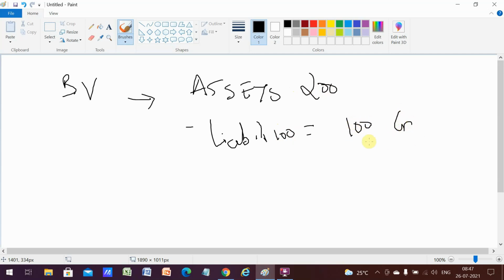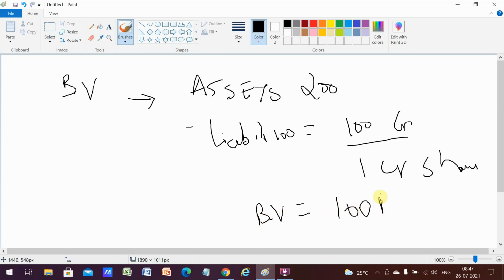Okay. So this 100 crores, what they are going to do is they are going to distribute it amongst all the shareholders. So if there are 1 crore shares, okay, so the total number of shares are 1 crore, then the book value of the company is going to be 100 divided by 1, that is 100 rupees.